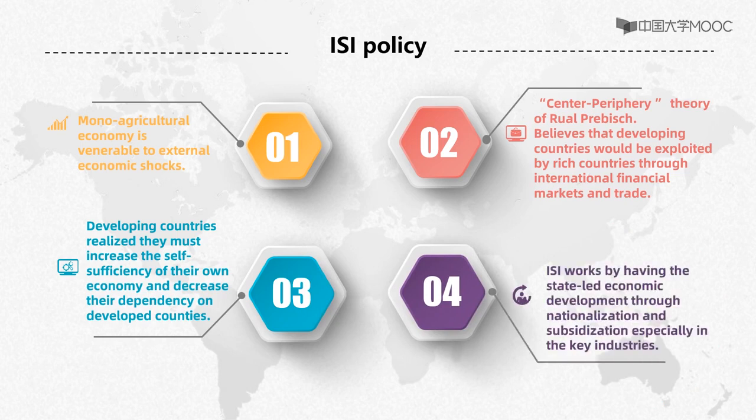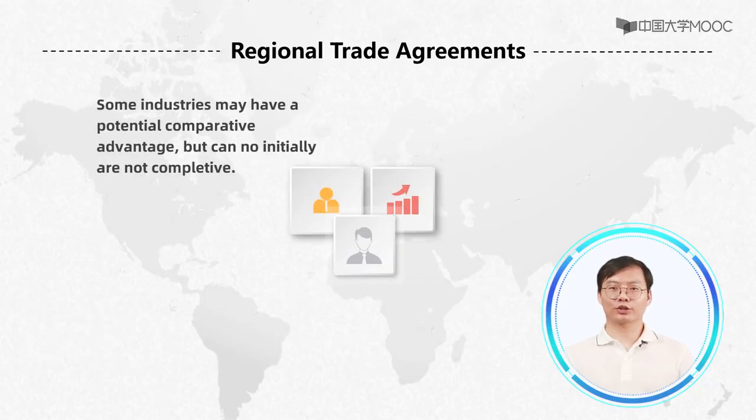The key belief of this policy is that in order to achieve self-sufficiency, a country must build its own manufacturing sector through state-led economic development, such as nationalization and subsidization, especially in the key industries. ISI policy is closely related with the infant industry argument. First, developing countries may have a potential comparative advantage in some industries, but these industries cannot initially compete with well-established industries in the developed countries.